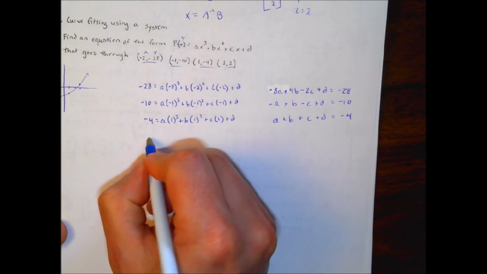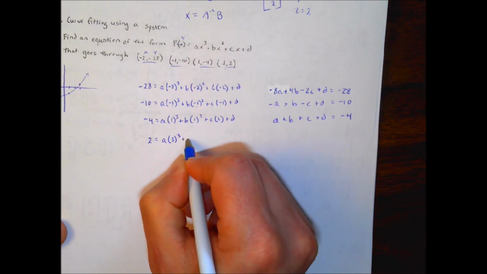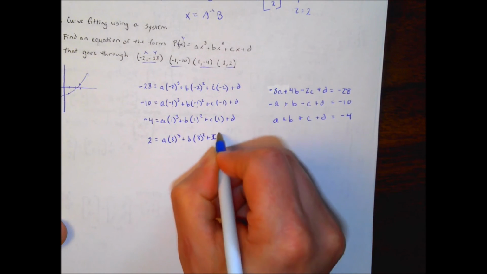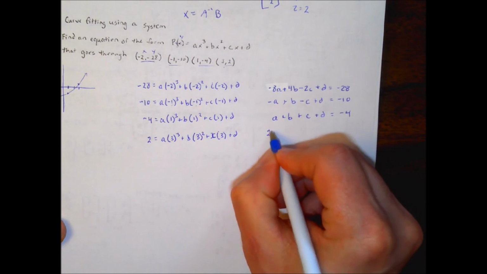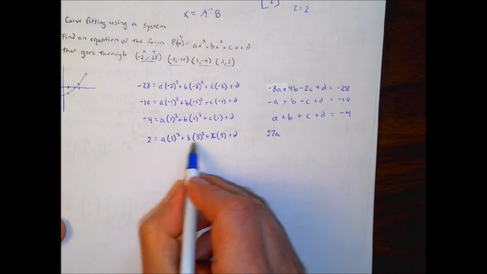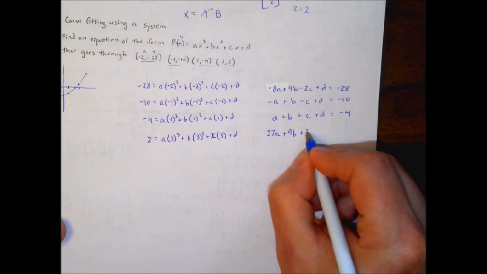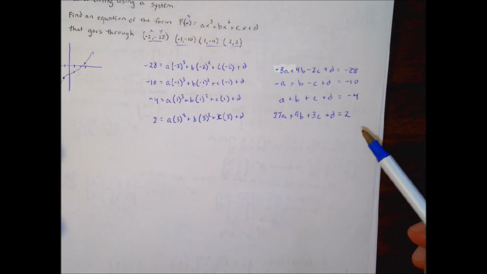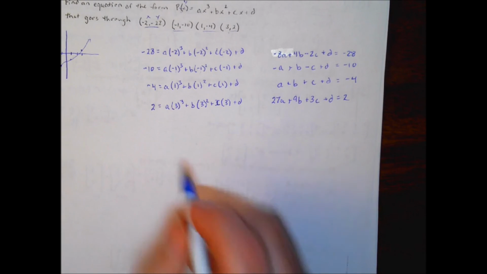Last point. Okay, gives me 3 to the third is 27a, and 9b, 3c, plus d equals 2. Okay, so we haven't solved any 4x4 matrices or equations, but we can do this. Okay, very simply, very easily with these inverse matrices, right?